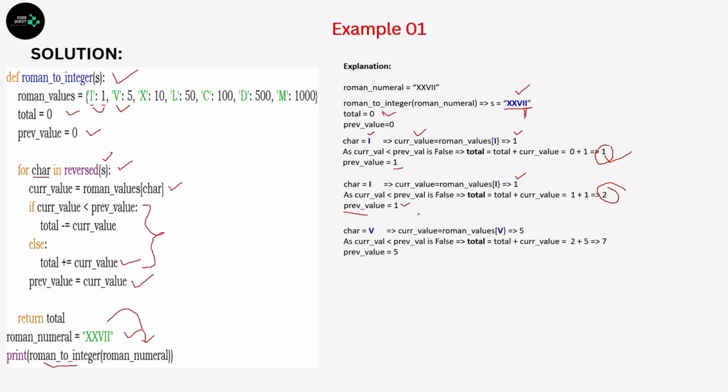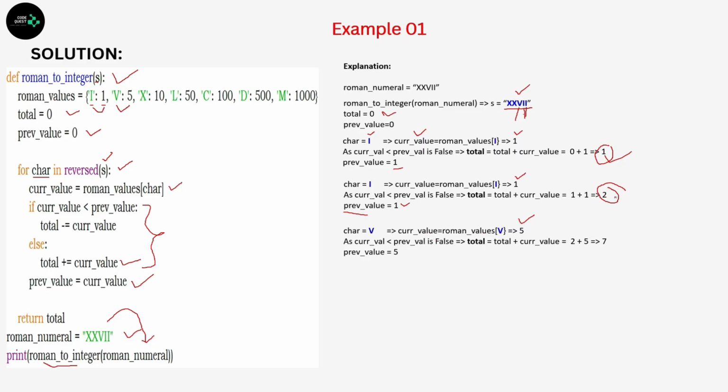Coming to the third iteration, the char is going to take up V, and from the dictionary we see V has a corresponding value which is 5. So my current value as of now is 5. Now when I check whether the current value 5 is less than the previous value 1, it is again false. Hence we need to update the total by adding the current value.